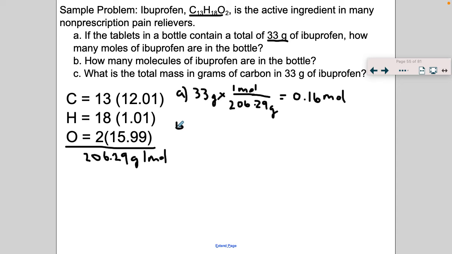Right, the bottle, so we times it by 30. How many molecules of ibuprofen are in the bottle? We have to do something with Avogadro's. For moles, you have to take the mole number and times it by Avogadro's number. That is the only way you can get to atoms. You have to somehow use moles. So we're going to take the number of moles we have and multiply by Avogadro's.